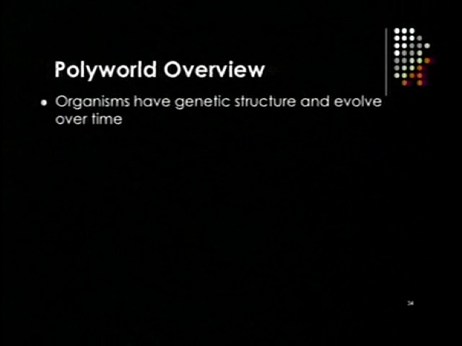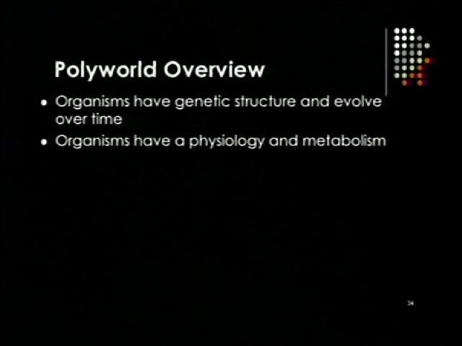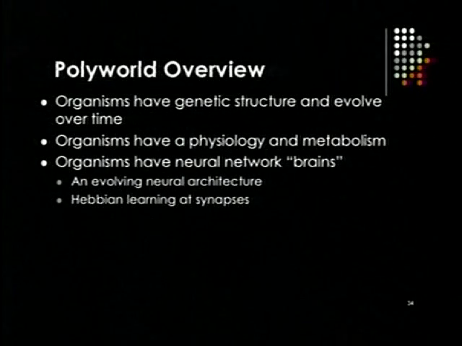So, PolyWorld overview. Every single organism has a genetic structure, and they evolve. They have physiology, metabolism. They have neural network brains. Just as we said before, every single critter has a genetically specified initial basic architecture. So, you might say, I have a neuronal group here, and it has approximately this many connections to this other group here, and another group here, and it tells you the relative amount of connections between them. However, it specifies no initial weights. The initial connections are all random. It only knows average properties, and it uses heavy learning to prune these initial connections.